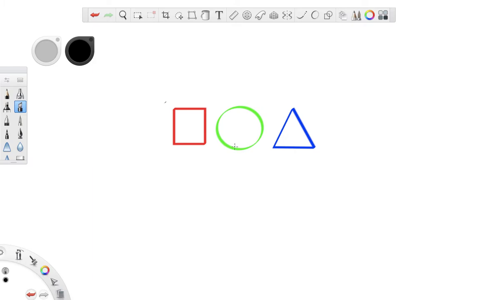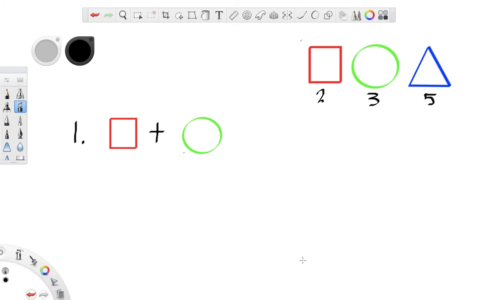So in this video we're going to use some shapes and I'm going to give a number to each of these shapes and then they will become our variables. So the red square I'm going to give the number 2 to. Our green circle I'm going to give the number 3 to, and the blue triangle is going to be 5.